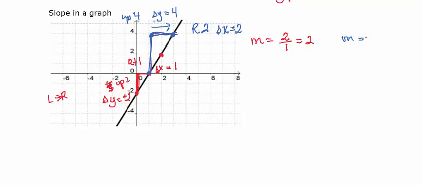So that says m is 4, change in y, over 2, change in x, but 4 over 2 reduces to 2. Same answer. Now, could I have just picked the 2 points and found the ordered pairs and done the slope formula? Yes. There's often more than one way to do a problem.